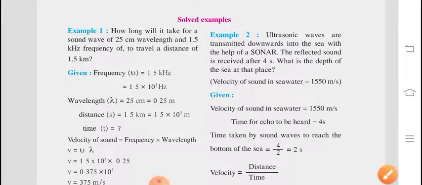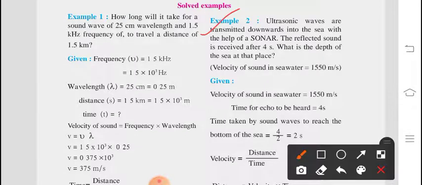Next is example number 2. Ultrasonic waves are transmitted into the sea with the help of sonar. The reflected sound is received after 4 seconds. What is the depth of the sea at that place? Now, in the question itself, the velocity of sound in sea water is given, that is 1550 meter per second. So we can write the given things: velocity of sound in sea water is 1550 meter per second, and time for the echo to be heard is 4 seconds. What we have to find? Depth we have to find.